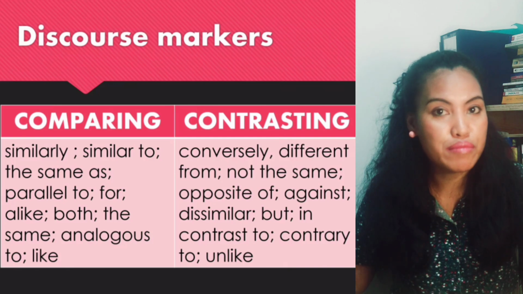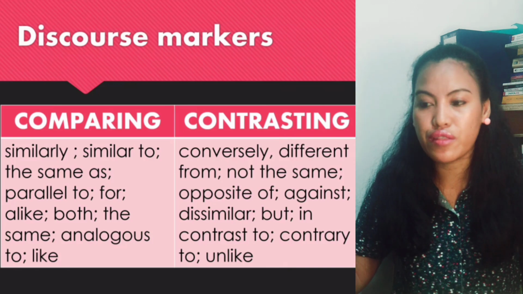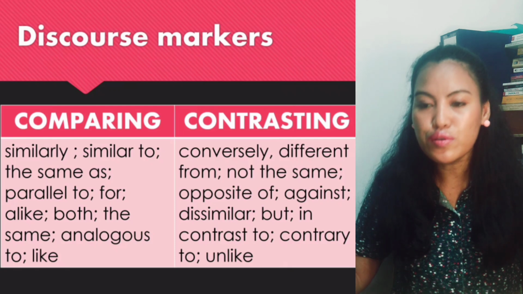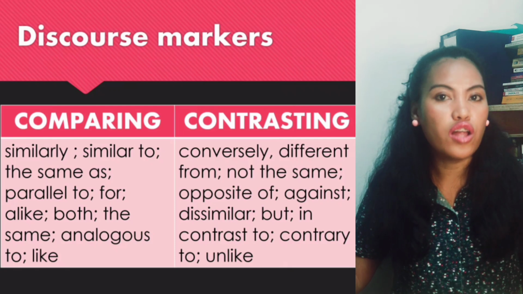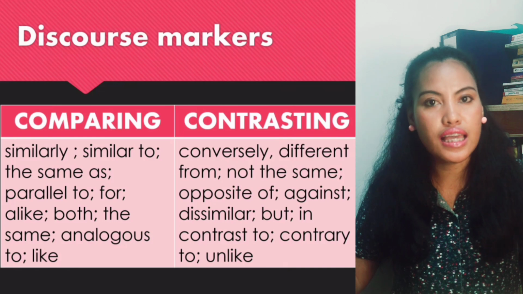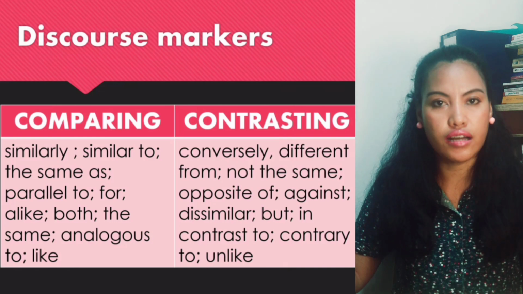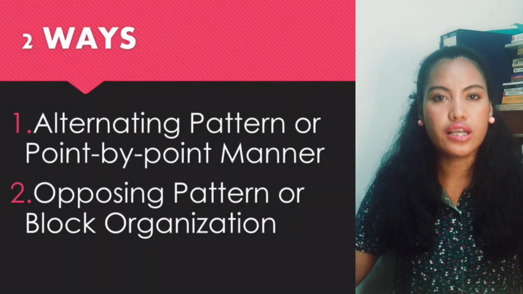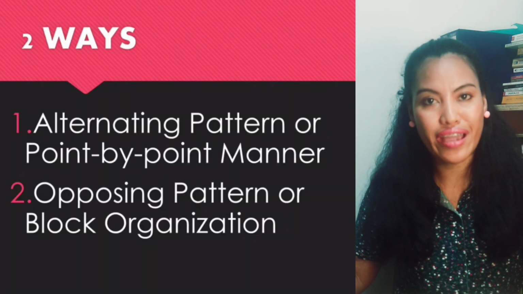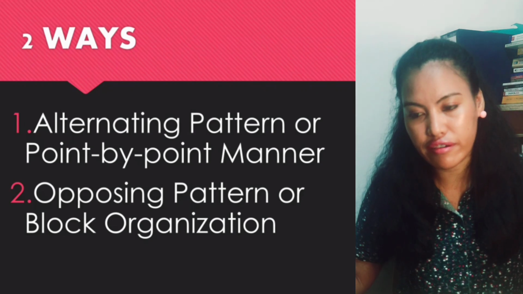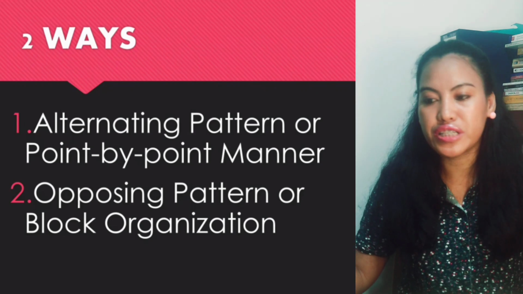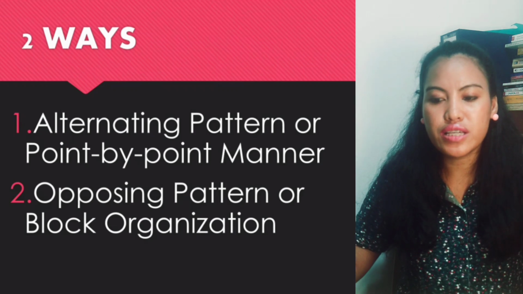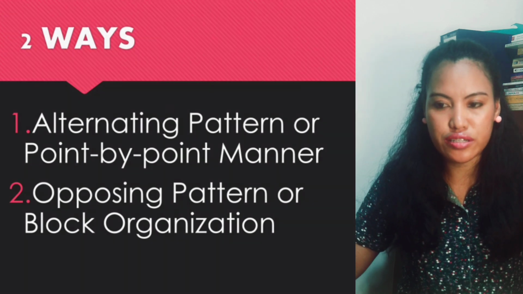I want us to remember all of these discourse markers so that when we start to write our comparison and contrast paragraph, we are going to be able to have a logical, clear, concise, and unified train of ideas. Because of the use of discourse markers, there are two ways in how we write a comparison contrast paragraph. First, we can use the alternating pattern or the point by point manner. And the second one is the opposing pattern or the block organization.